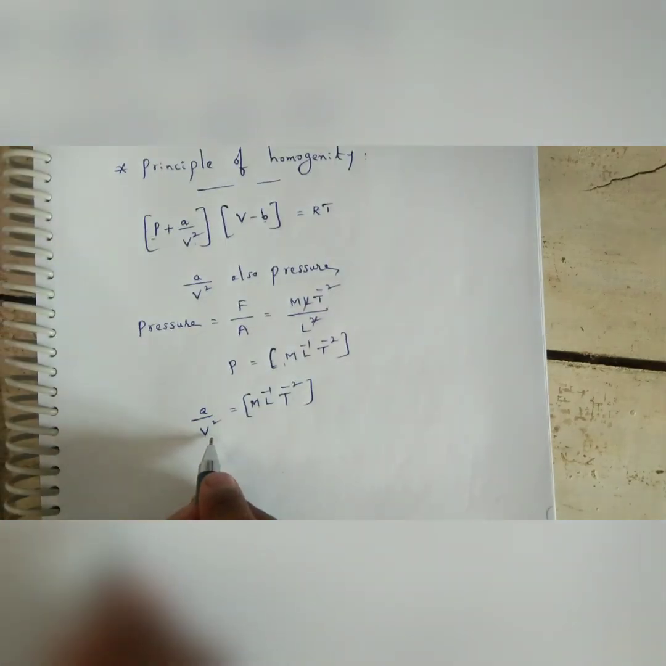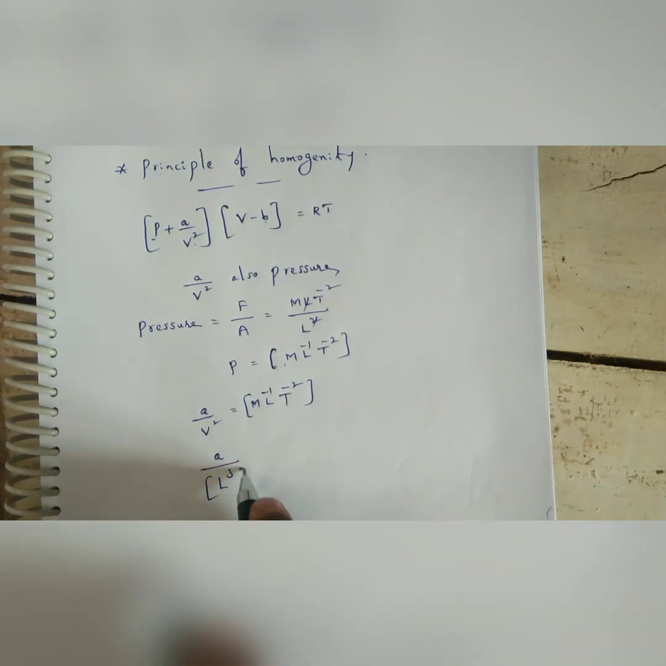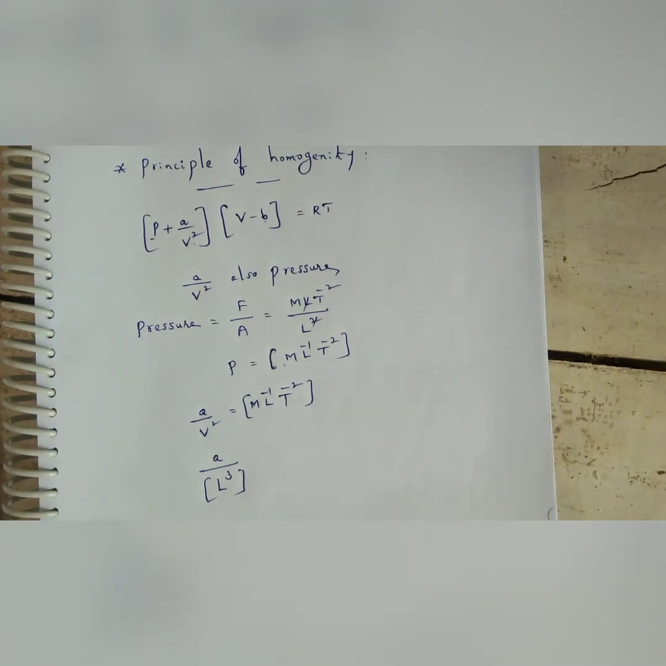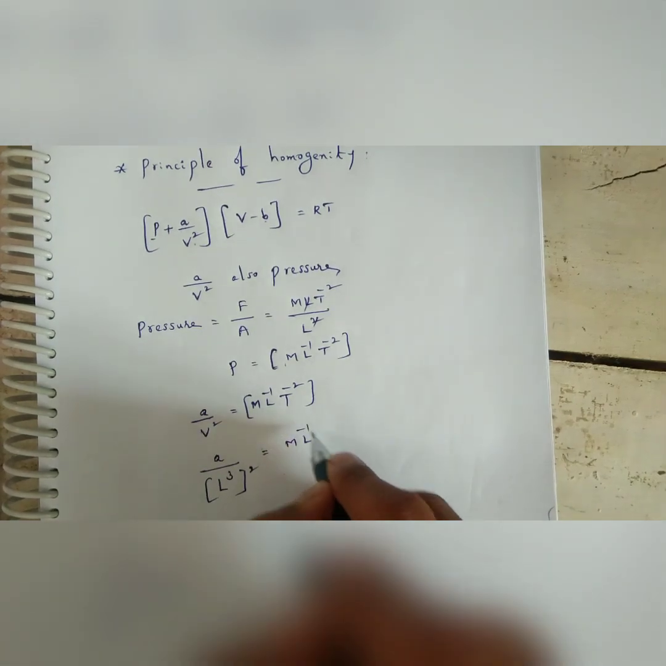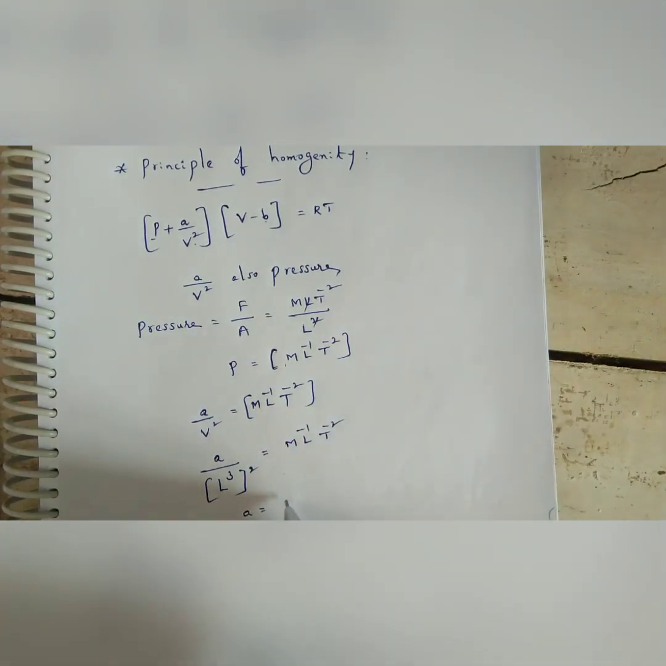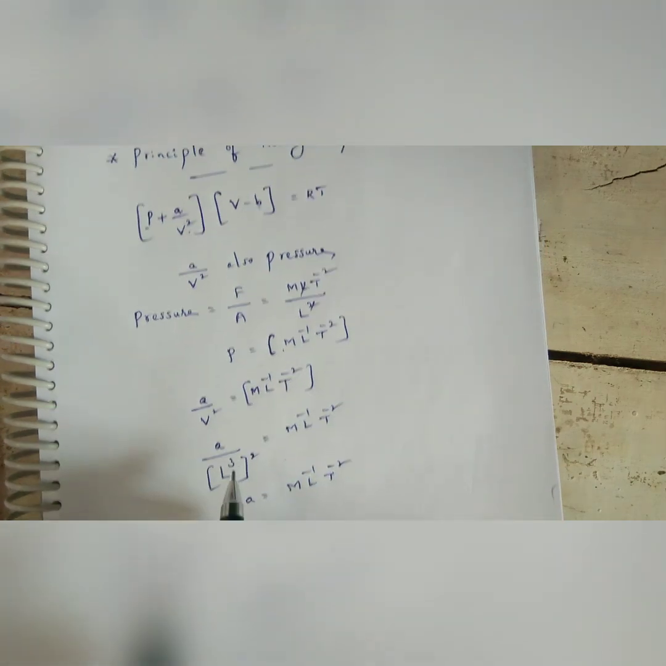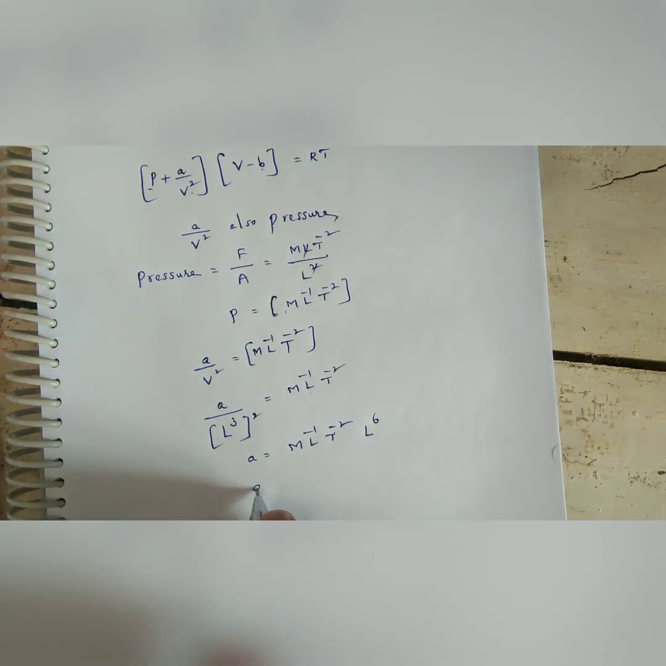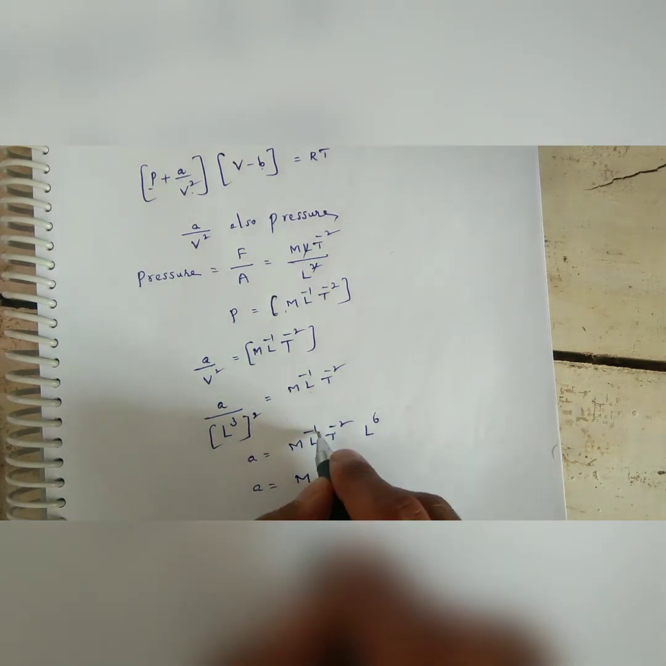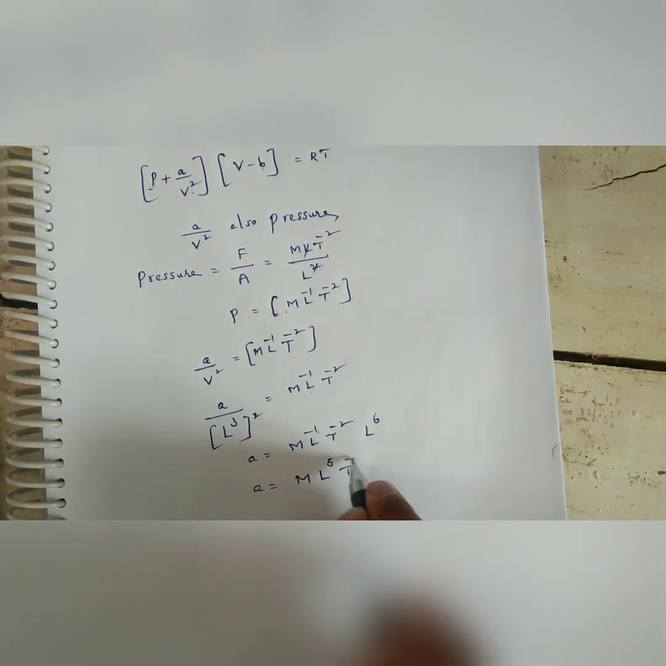Now V is the volume, given in the problem. Volume has the dimensional formula L³. Here a square is present, so V² is (L³)², which is L⁶. Then a/L⁶ = M L⁻¹ T⁻², so a = M L⁻¹ T⁻² times L⁶, and this L⁶ goes to cross multiplication. Then a is M, L to the power 6 minus 1, which is 5, and T⁻². M L⁵ T⁻² is the dimensional formula of a.